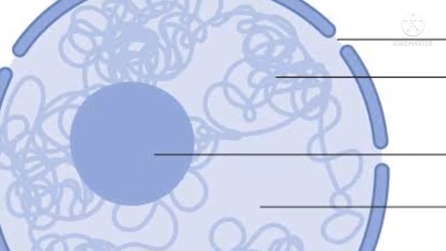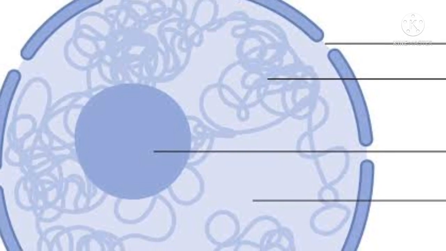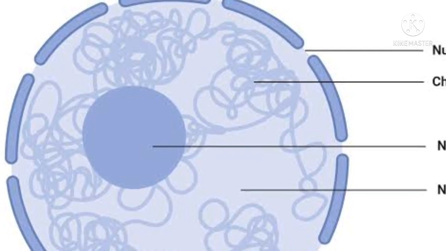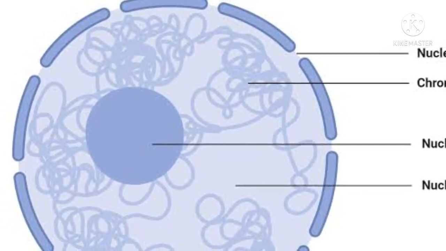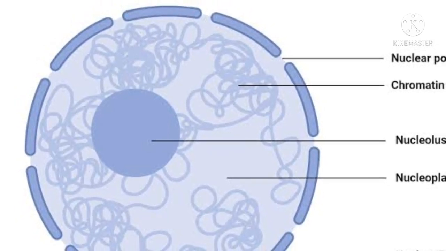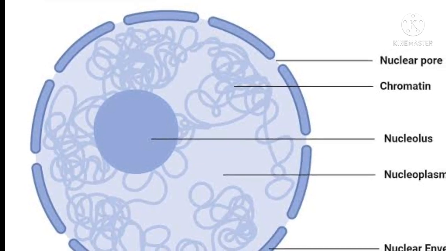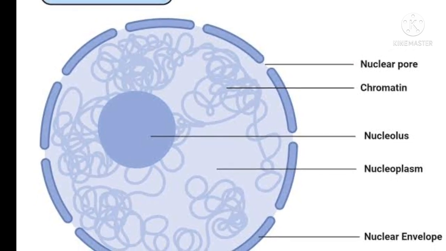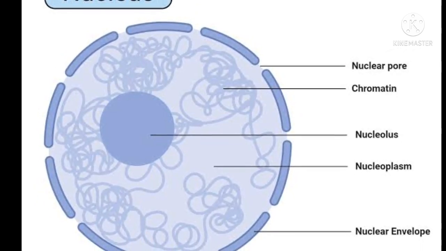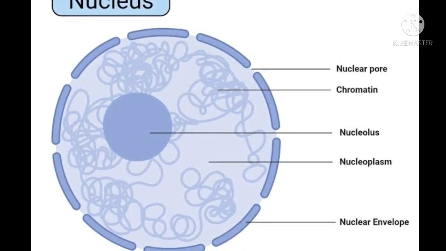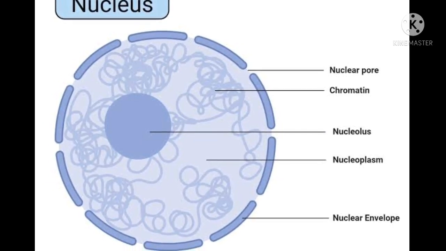Before going to observe the nucleus in cheek cells, we must know the shape and parts of a nucleus. In this picture, we can learn the shape and parts of a nucleus. It is round in shape and the parts are nuclear pore, chromatin, nucleolus, nucleoplasm and nuclear envelope. This is the shape and parts of the nucleus.